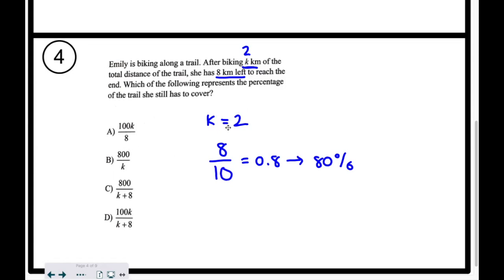So if I run through these, again, I'm trying to get 80 as an answer. This is 200. All I'm doing is I'm replacing k with 2. This is 200 over 8. That's definitely not 80. You can check in your calculator. 800 over 2. Again, definitely not 80. 800 over 10. That is 80. But I'm just going to do this and real quick make sure this is wrong. So this is 200 over 10. So again, that is wrong. So this is the answer.